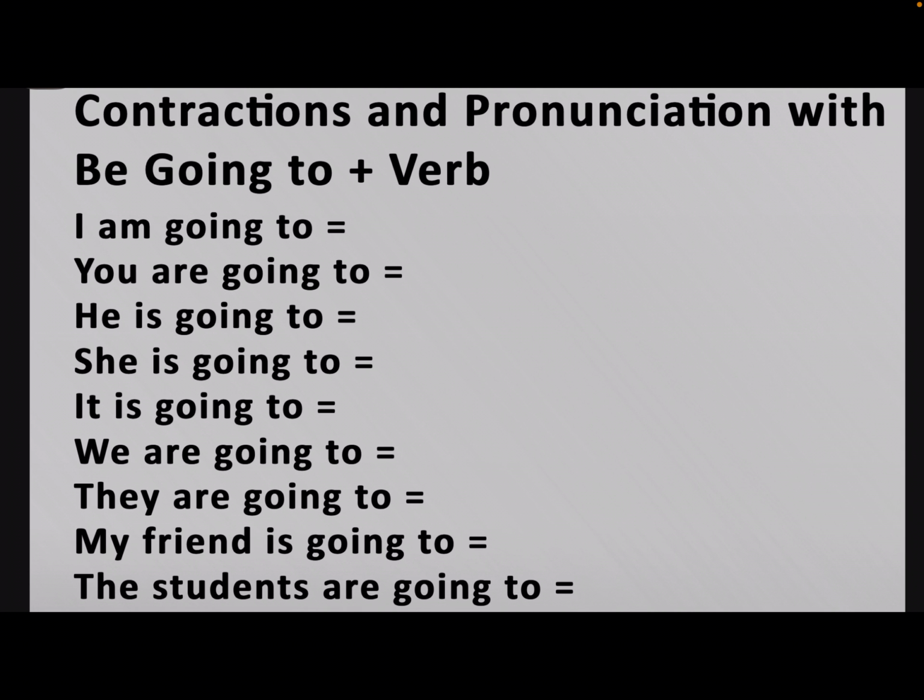We are going to equals we're going to, W-E apostrophe R-E, and then going to. They are going to equals they're going to, T-H-E-Y apostrophe R-E, they're going to. My friend is going to equals my, no, nothing, we don't contract. My friend is going to stays the same, and the students are going to stays the same. The students are going to.